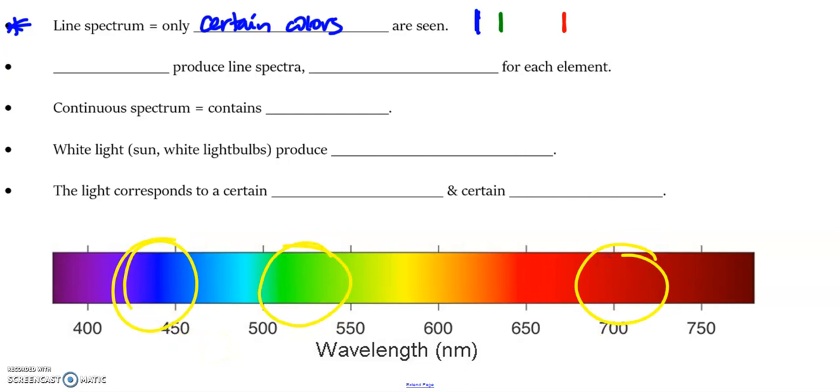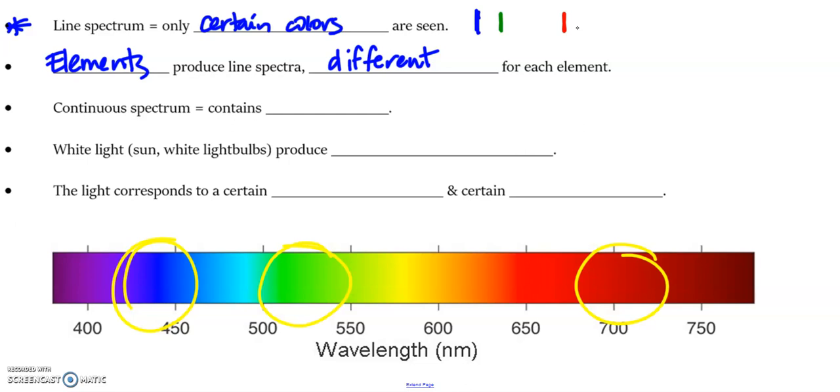So elements produce line spectra, and it's different for each element. Think about why that would be different. Elements have different numbers of electrons in different locations. They're in different energy levels, and they're going to jump and fall to different spots. So each time that happens, you're going to get these different colored wavelengths.